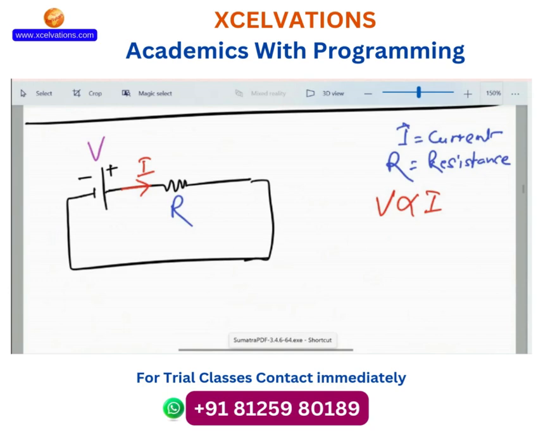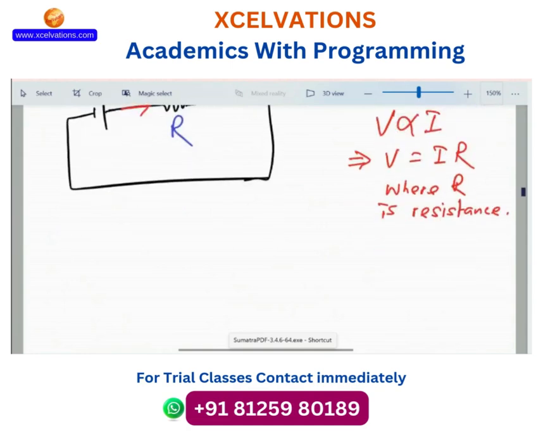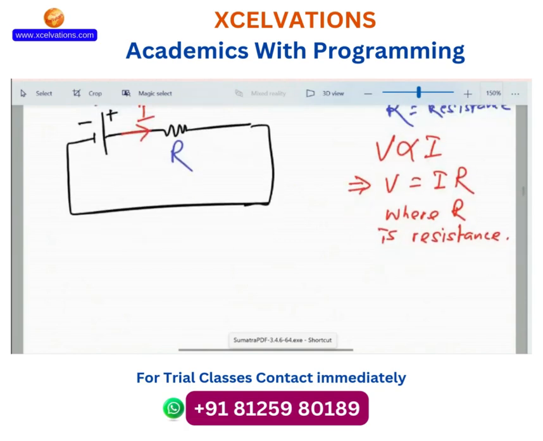Now, more the resistance, what will happen? This is V equal to IR, where R is constant resistance. Any question? So we got few things very clear. F equal to QE, W equal to QV, and V equal to IR. Are we clear? Yes, sir. Good.